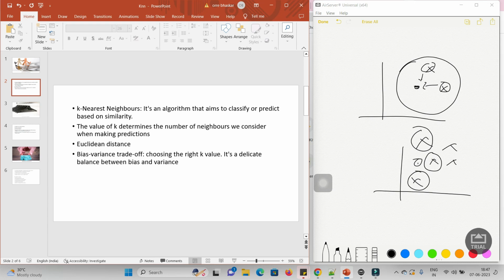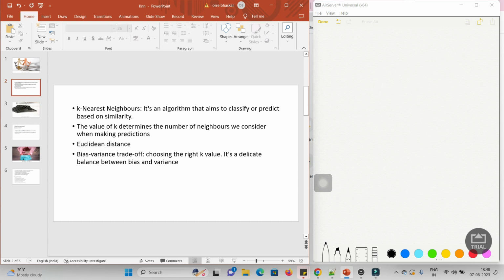To determine the nearest neighbors, we have already introduced the value of K. But how do we find these nearest neighbors? We measure the distance between instances using metrics like Euclidean distance. It's like calculating the distance between two places on a map. In this case, we are measuring the distance between the data points. So we have two points y1 and y2, right? And we want to measure the distance between them.